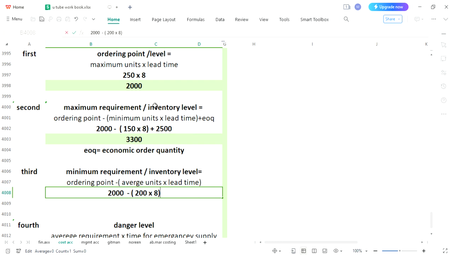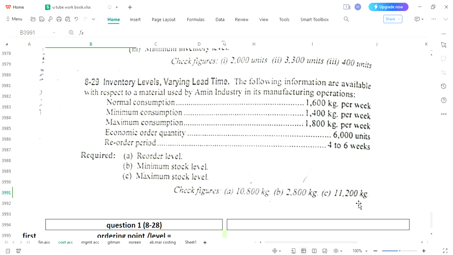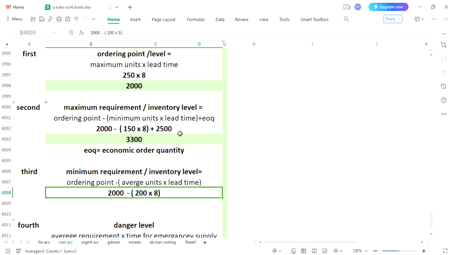So what I am doing is using the same time for maximum, the same 8 days for minimum, and now the same 8 days for average. Why? Because in your question there is only one time provided, and that is 8. In other questions, if more than one time is given, we will use minimum time, maximum time and average time. But right now 8 would be used for maximum, for minimum, and for average as well.